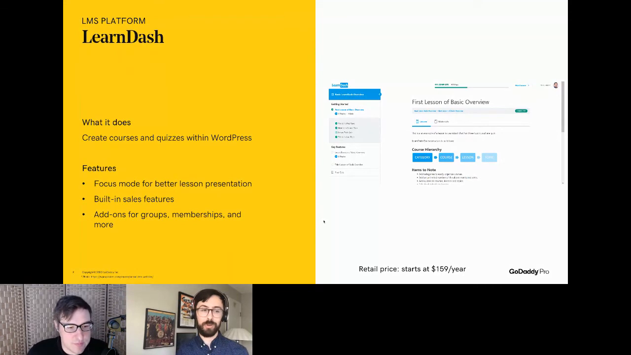The focus mode that they've released in their latest is just a really good presentation mode, essentially for learners to help them get more engaged in the content that they're learning. And overall, it's just a really well-designed system, both from the learner perspective and from the admin management.